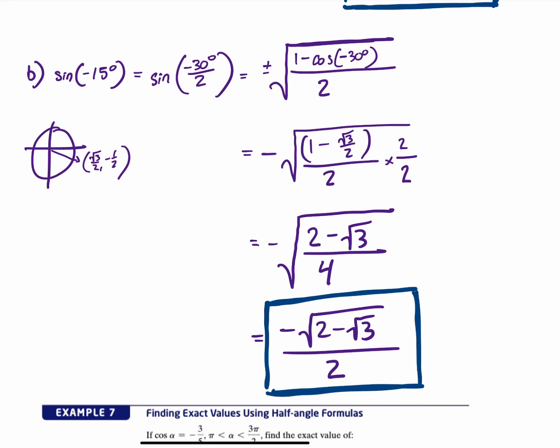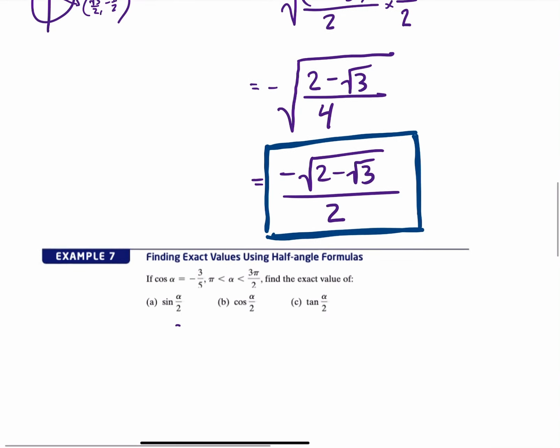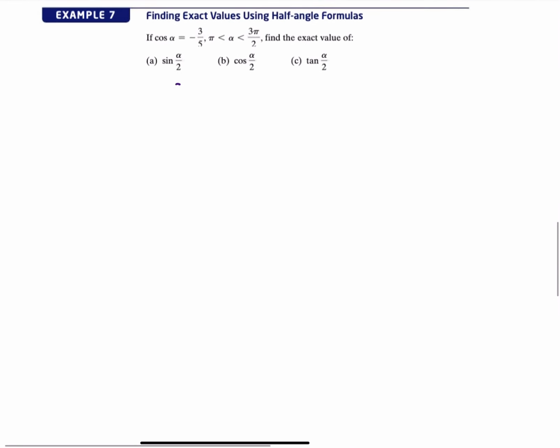All right, we have one more example. Let's take a look. So now they tell us that the cosine of alpha is negative 3 over 5. Alpha is between pi and 3 pi over 2. So we must be in the, well, let's think about where our half angle will be as well. But let's just start with our given information. We have the cosine of alpha being negative 3/5.